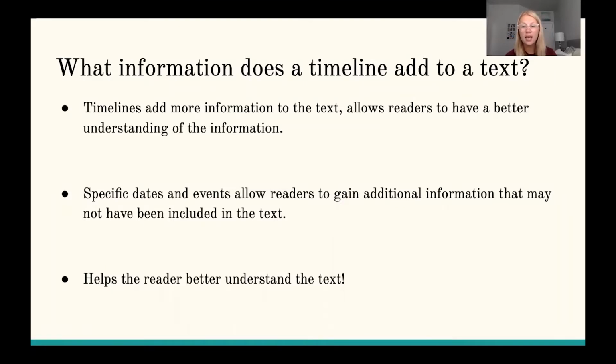So normally a timeline includes specific dates and specific events that may not have been included in the text. And this allows the reader to understand more information about the text and understand exactly where and when this information occurred on a specific timeline.